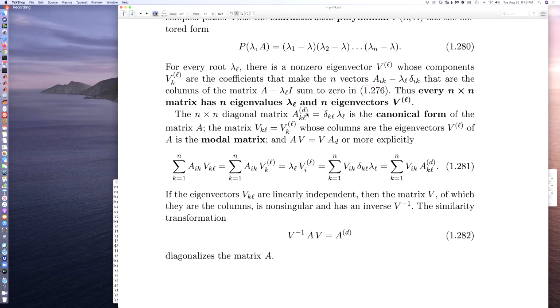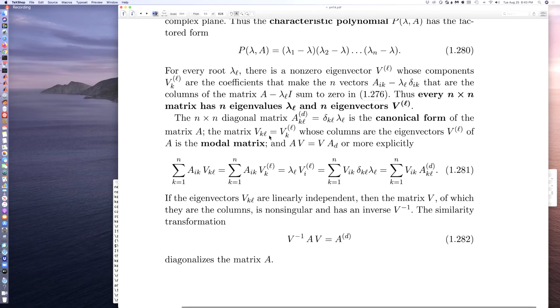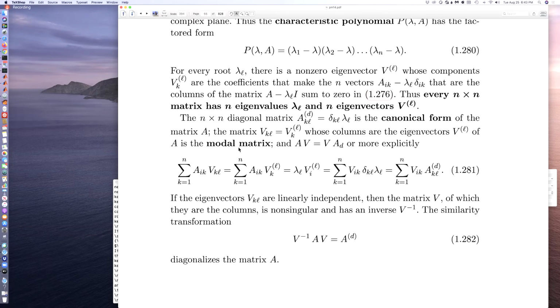The n by n diagonal matrix, with the eigenvalues lambda on the main diagonal, is called the canonical form of the matrix. The matrix V, whose columns are the eigenvectors, is called the modal matrix, and AV is VD. Oh, that's why I screwed up last time with Matlab. I wanted to say that A was VD. It's AV equals VD. So that's what I should have done.